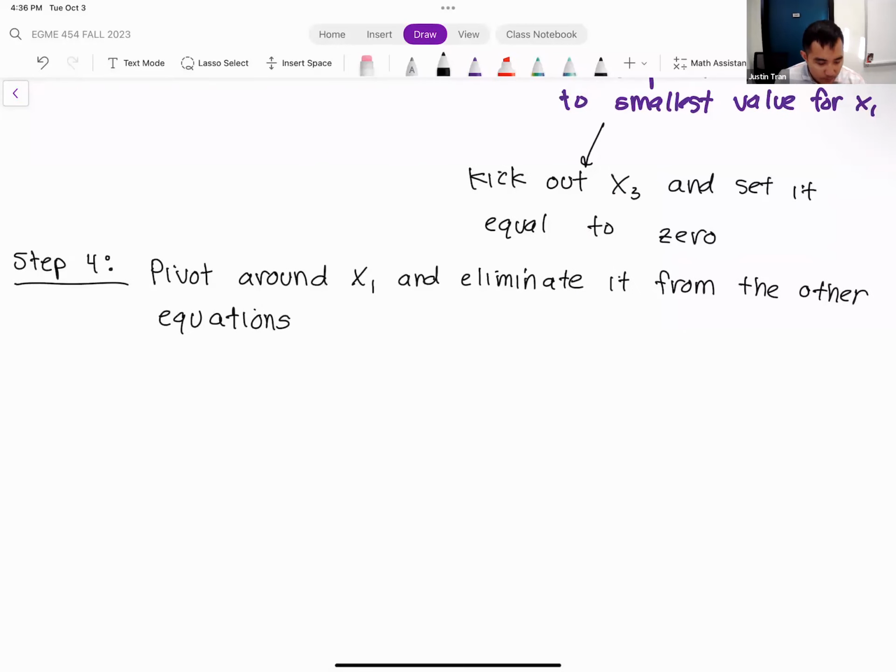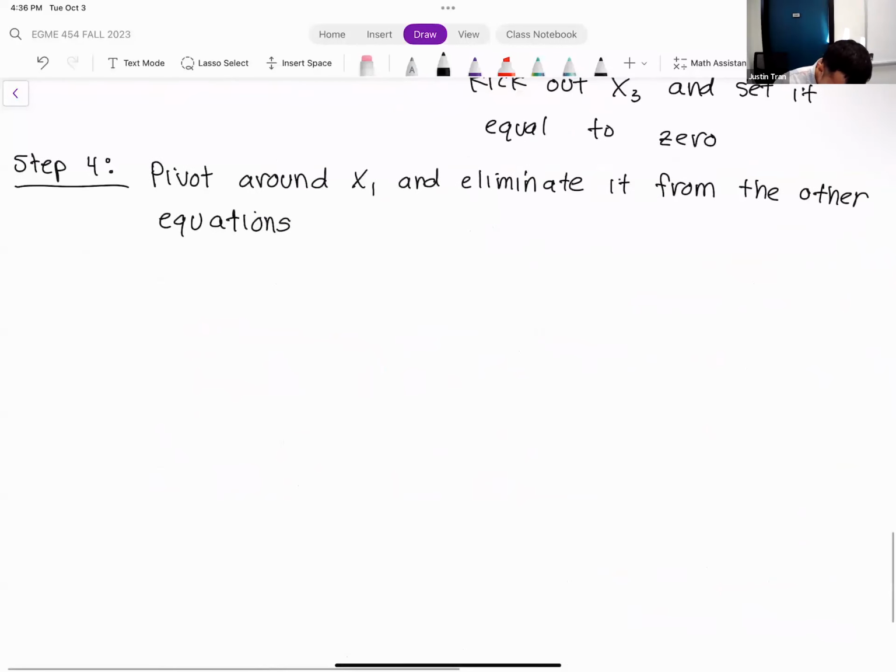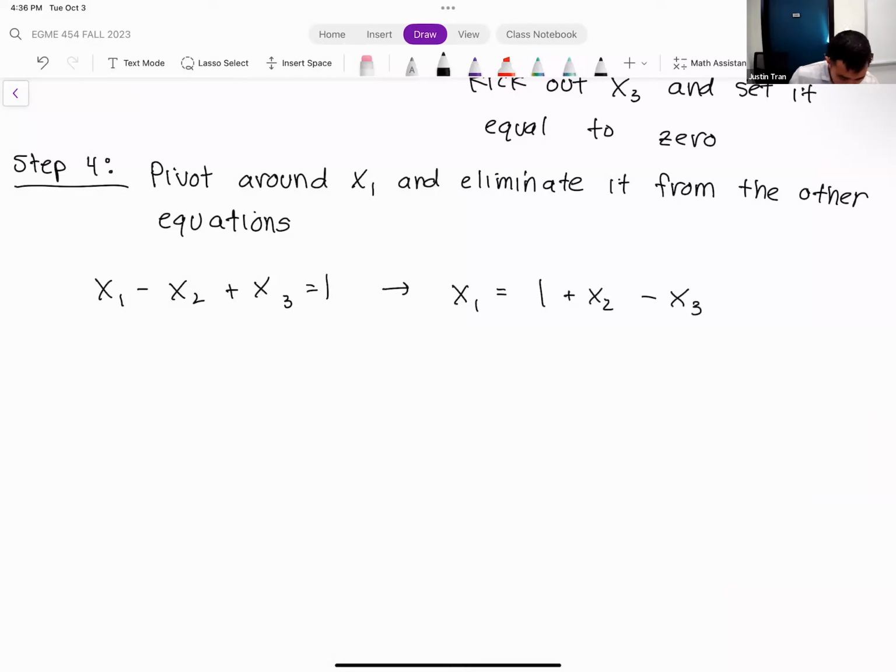And so remember, when we pivot for something, we're going to solve for its value. Using our first equation here, we have x1 minus x2 plus x3 is equal to 1. We solve for x1, we get x1 is equal to 1 plus x2 minus x3. Okay, so let's go ahead and plug this into the other equation and the objective function.